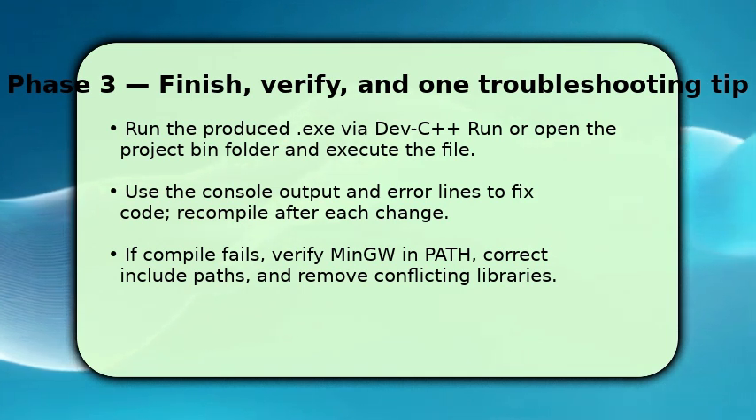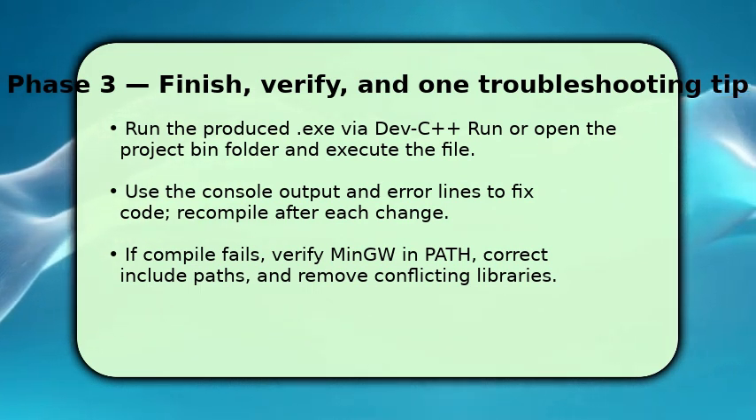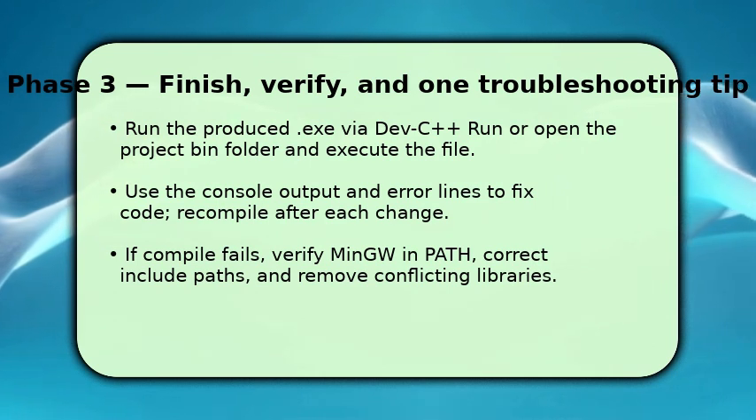If compilation still fails, make sure MinGW is available on path and that Dev C++ points to the correct compiler executable. As a key troubleshooting tip, check the first compiler error and include path mistakes. Fixing that one often resolves the rest.